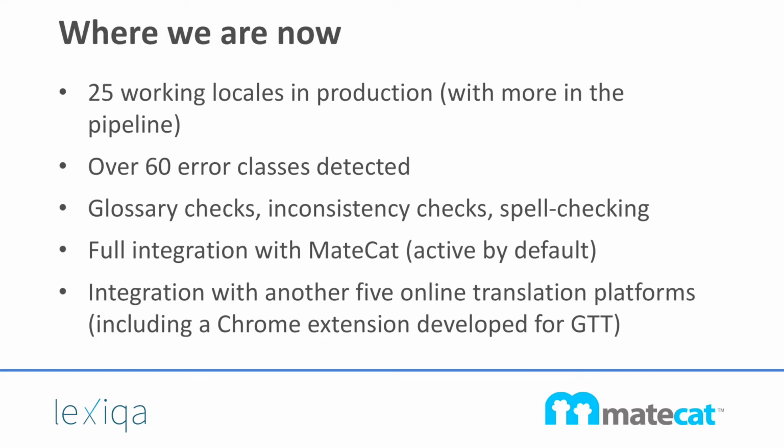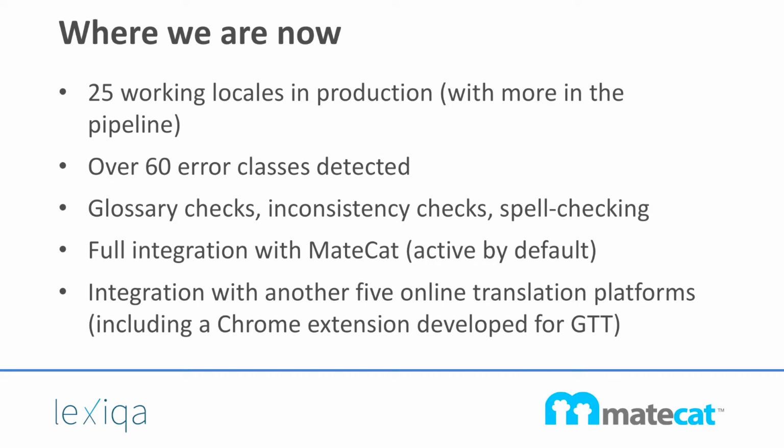Now, where we are at the moment, we have about 25 working locales in production. There are quite a few more that we have in our roadmap for later on. Amongst the various locales that we support, we recently started expanding towards the Asian languages. So we added simplified Chinese recently, and we are aiming to work more with Asian languages in the next few months.